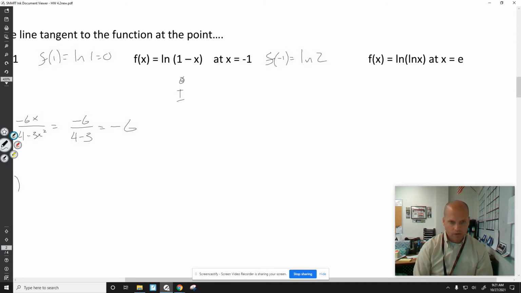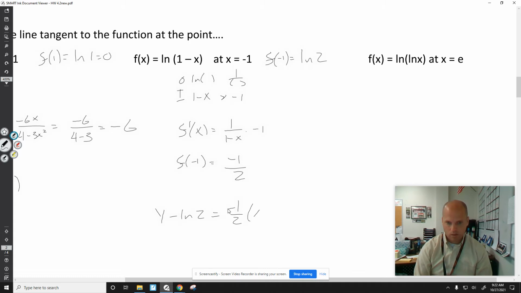Find the derivative to find the tangent slope. I got log, I got 1 minus x, so I got a negative 1, and I have a 1 over. So f prime is 1 over 1 minus x times negative 1. F prime of negative 1 would be negative 1 over 1 minus negative 1, which is 2. So my slope is negative 1 half. So I have y minus the y coordinate, log 2, equals my slope of my tangent, x plus 1, which is x minus negative 1.